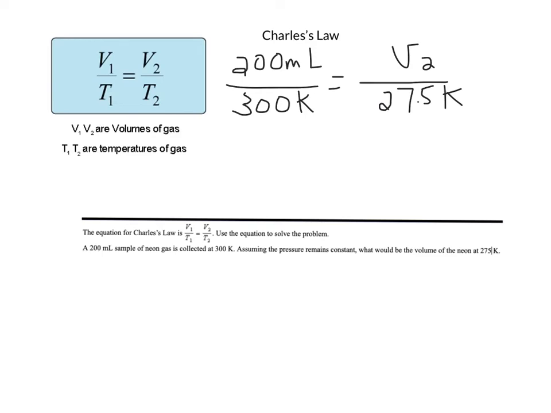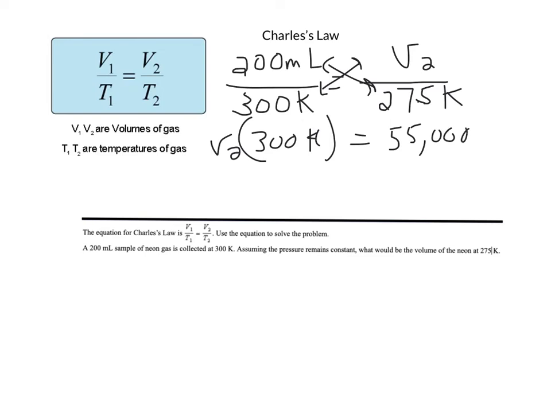So the best way to attack this problem is probably to cross multiply. So I'm going to go ahead and cross multiply V2 times 300 Kelvin. And I'm going to cross multiply my 200 and my 275. And again, that's not supposed to be a period there, so that's 200 times 275, which is going to be equal to 55,000. And I'm going to write that as milliliters Kelvin times Kelvin.